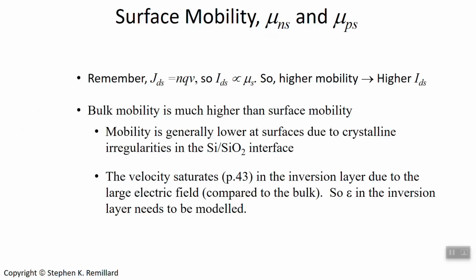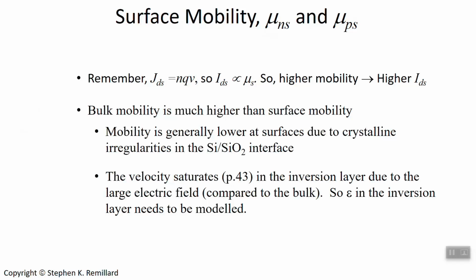Now when you have a high electric field, you move the electrons closer to their velocity saturation point, which you read about in chapter 2. You may want to go back and review that high electric field effect. Velocity saturation tends to happen in small length scales, and well, the inversion layer is definitely a small length scale, and so you have this saturation due to the high electric field.